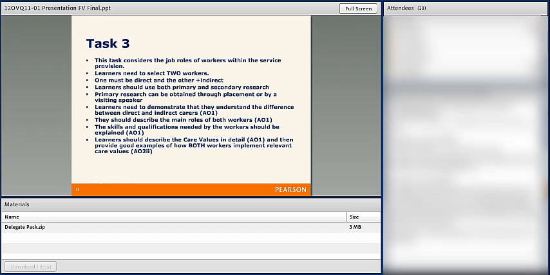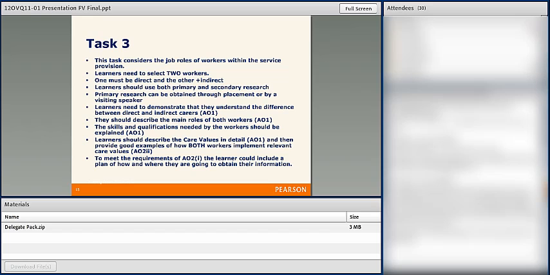So having described all the care values in detail, they should then provide good examples of how both workers implement relevant care values. It doesn't necessarily have to be all of them for the workers, it has to be relevant ones for the workers, but they should have described all of them to start with, and that will give them good evidence for AO22.